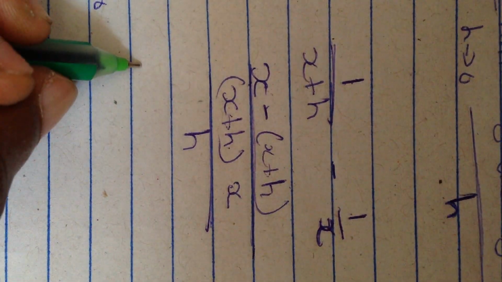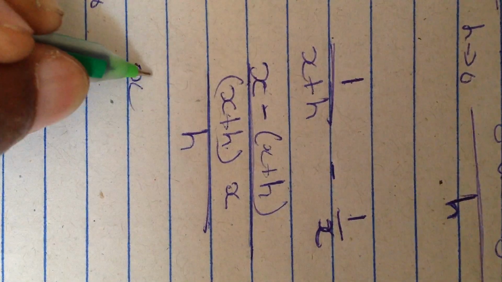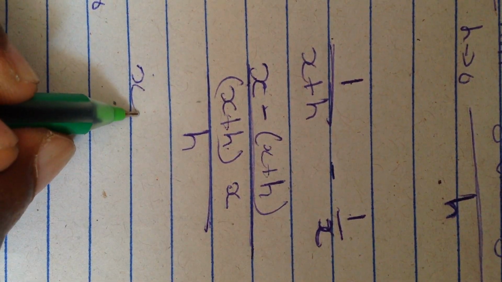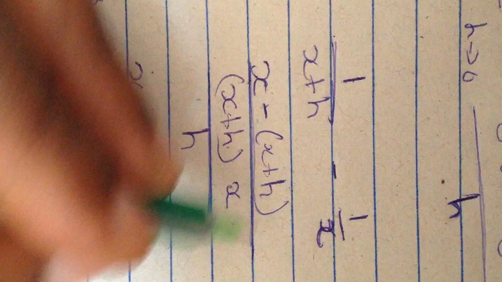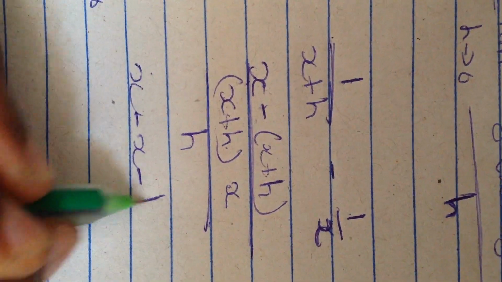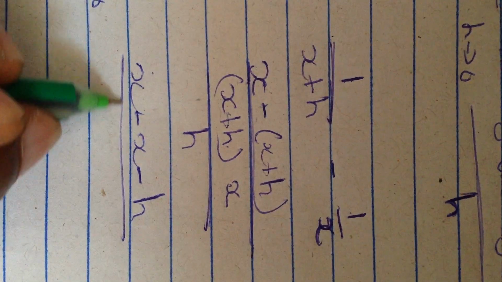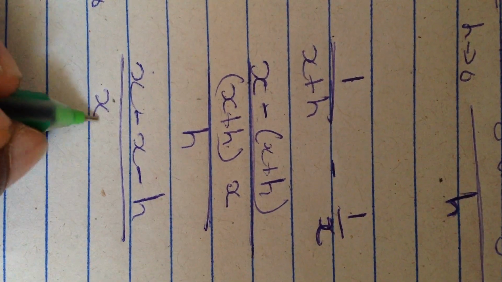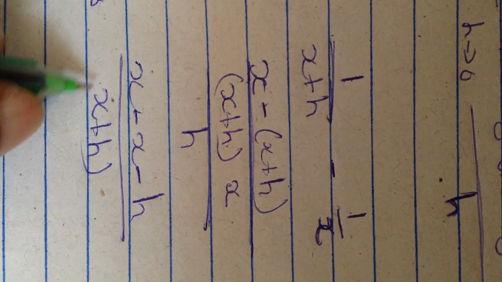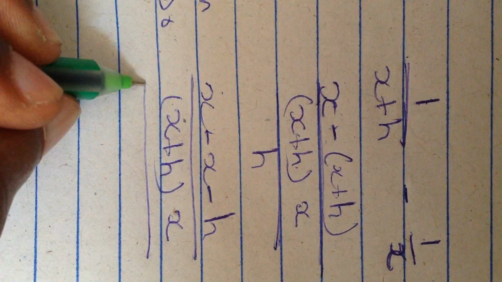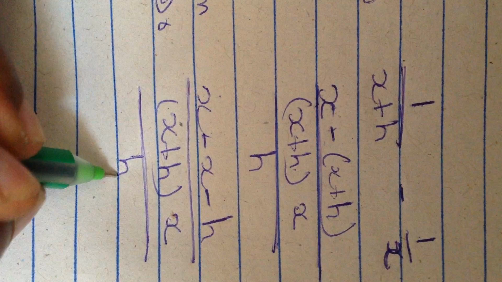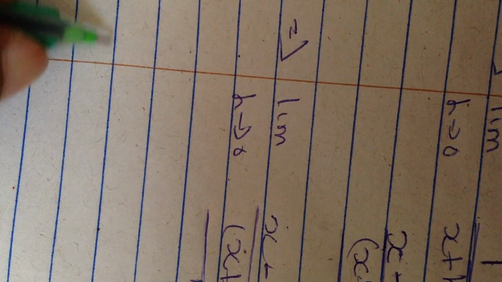So you have your x, you write your x, this one here, your x minus, sorry, not minus, but negative times x, that's negative x, negative times positive h, that's negative h, over x plus h in brackets, x out, over h. Have you seen that it's simple, guys?